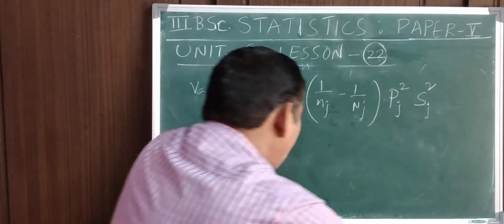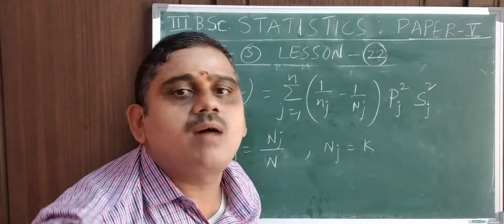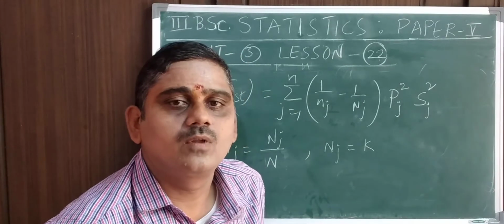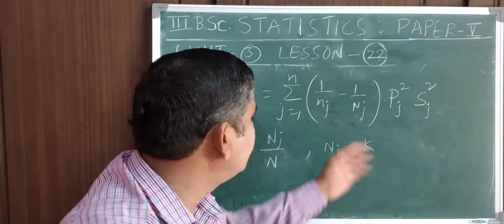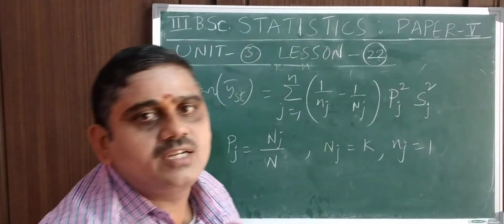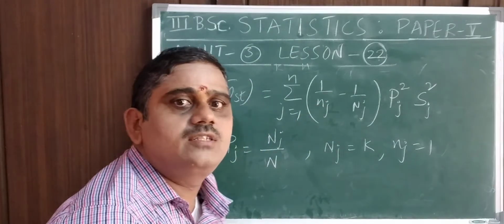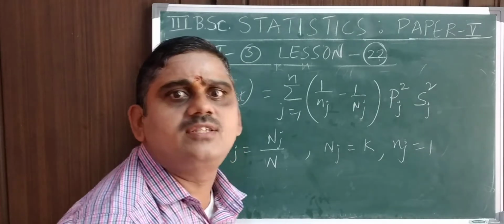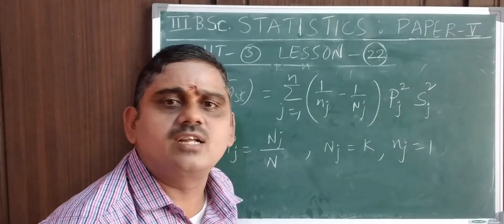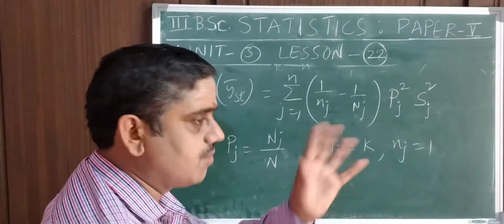Now, as I already explained, Nj is to be considered as k. It is the same number of units in all the strata, in every stratum. Nj is equal to k. Now I consider small nj equal to 1. There is no such small nj formula in systematic sampling, so I consider 1. For one particular unit I am considering, so that I am calculating one particular strata.